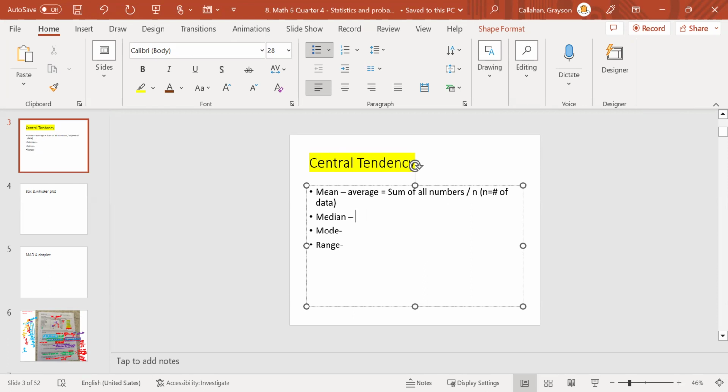Do you understand? You just add everything together, divided by however many numbers there are. If there's 18 people that took a test, you divide it by 18. You take all their scores, you add it together, divide it by 18. Do you understand?